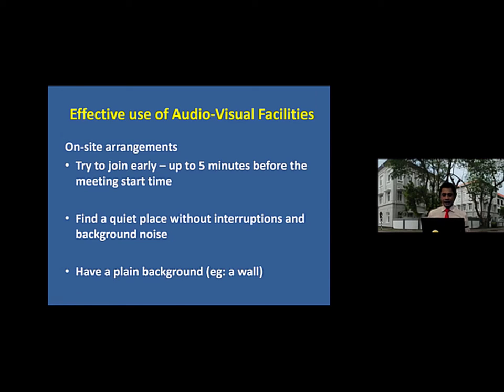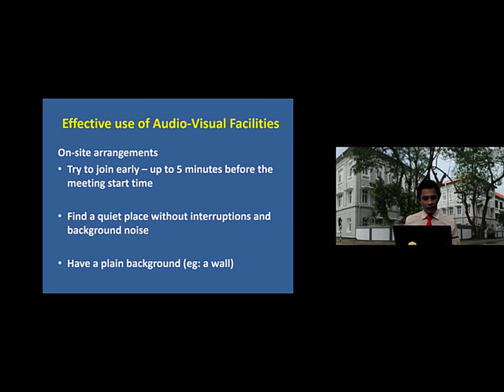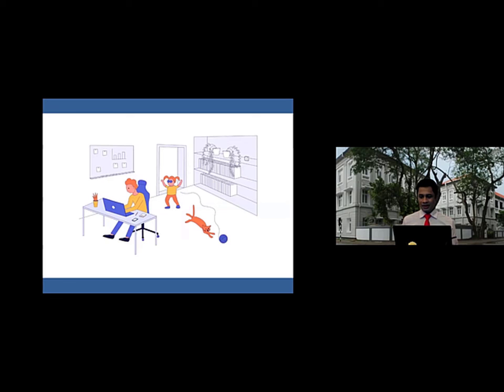Good. Try to join early. Find a quiet place without interruptions and background noise. Ideally, have a plain background, not cluttered. We'll see what the reasons are. Maybe a white wall, or a plain colored wall, is very important. Not something that has a lot of interruptions and disturbance. This is not what we want.